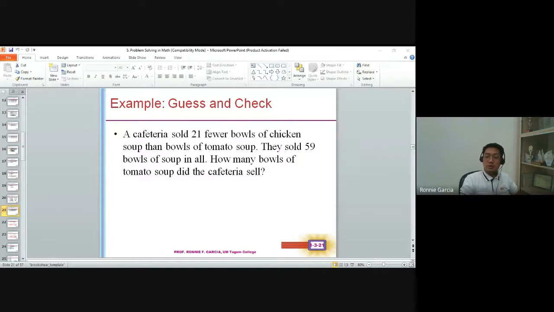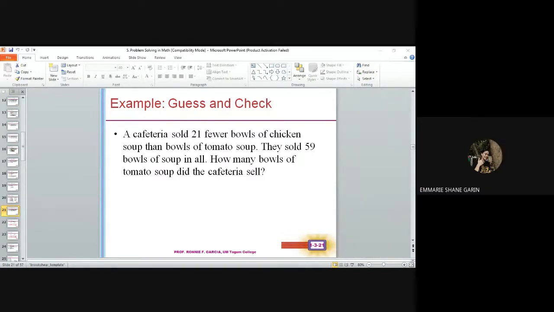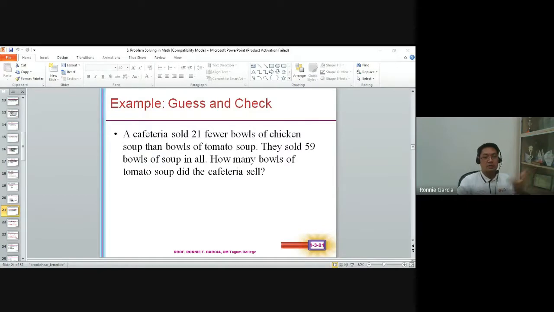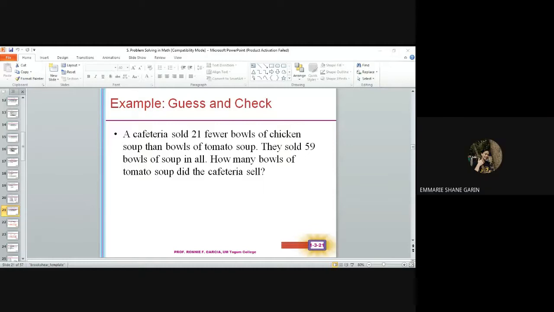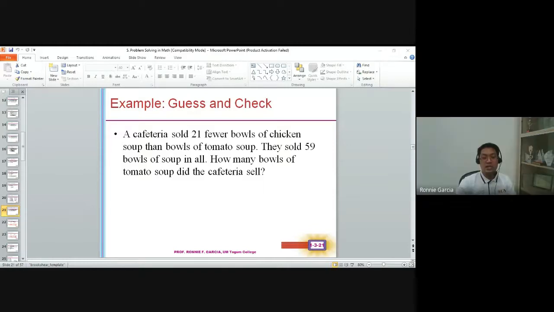So, kung naa ka nagtrabaho sa cafeteria, kailangan nimo ibalaan ang imuhang mga bowl. So, dapat color coding ang imuhang mga bowl. So, sa imuhang cafeteria, 21 fewer bowls. So, ang pasabot ani sa Bisaya, mas gamay og 21 ka bowls ang chicken soup. Mas gamay ang nahalin nga chicken soup compared sa tomato soup.